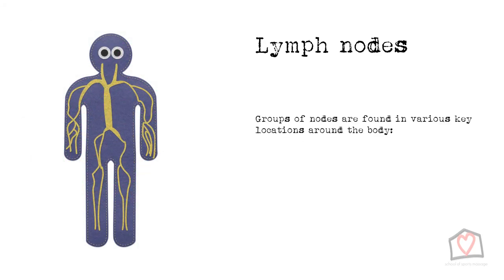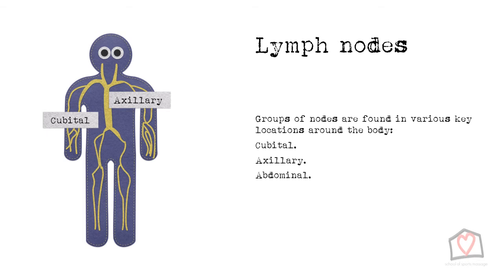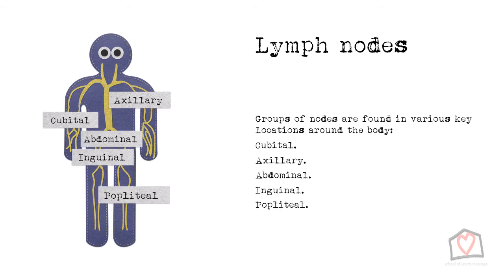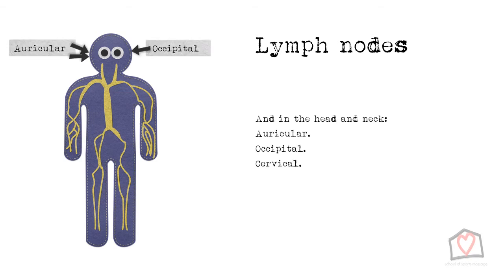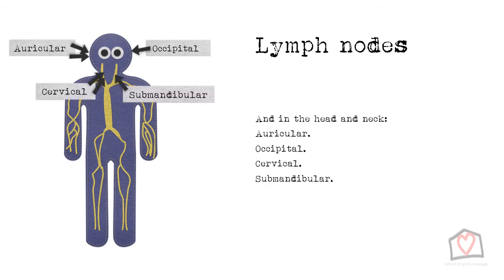These groups of nodes are found in clusters in various key locations around the body. These groups are the cubital, axillary, abdominal, inguinal and popliteal, and in the head and neck you have the auricular, occipital, cervical and the submandibular.